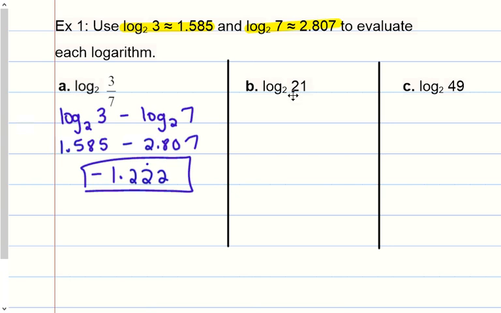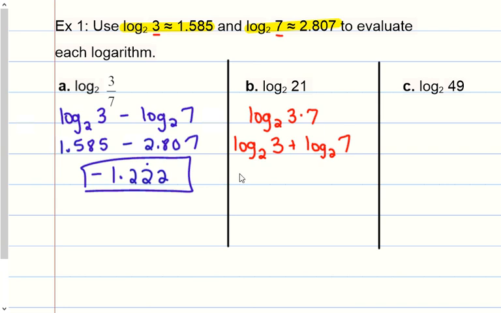Alright, so now let's look at log base 2 of 21. Well, with my estimations up here, I have a 3 and I have a 7. Think of ways that you can use 3 and 7 to make 21. The first thing that comes to my mind is multiplication. So this can be log base 2 of 3 times 7. Well, using the properties from the previous page, I now can use the product property. Since I'm multiplying inside the log, I can separate and add. So I have log base 2 of 3 plus log base 2 of 7.